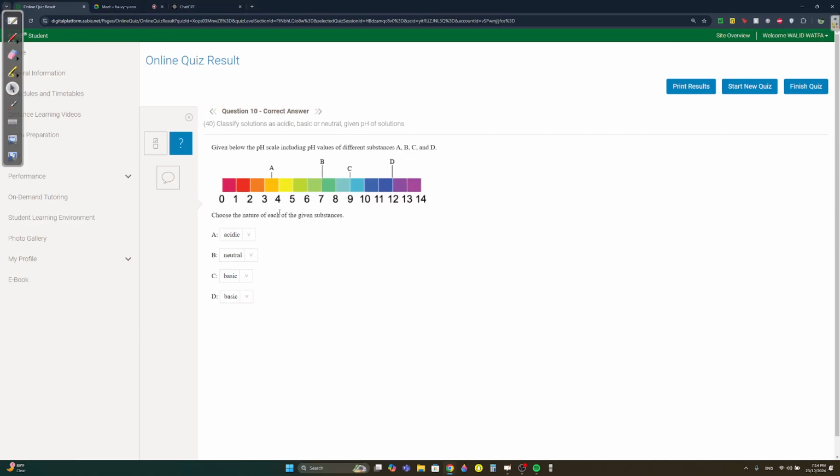Question 10. They want to see which one's acidic. Obviously, if its pH is 3, it's acidic. B is at 7, it's neutral. C is obviously basic because it's above 7, as well as D.